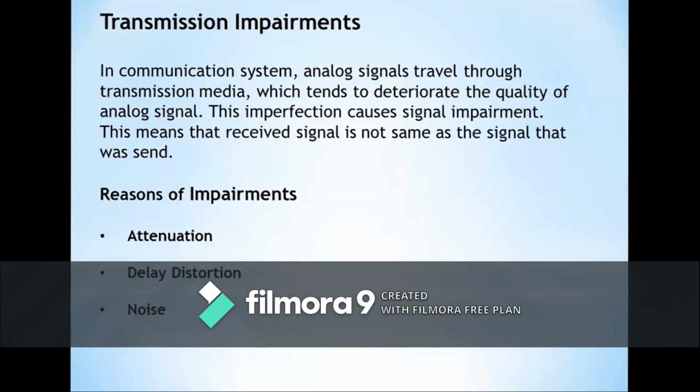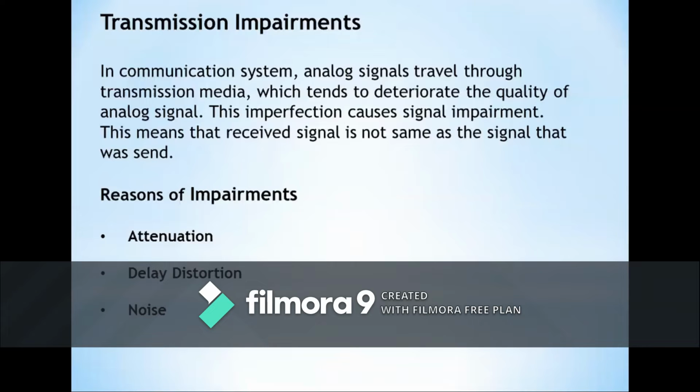Next is attenuation. The strength of the signal decreases with the increased distance traveled over the medium, which is known as attenuation. When any signal travels over the medium or channel, it loses some of its energy in the form of heat in the resistance offered to the signal by the medium.